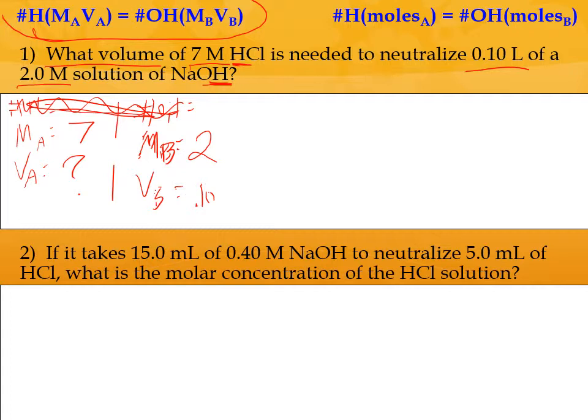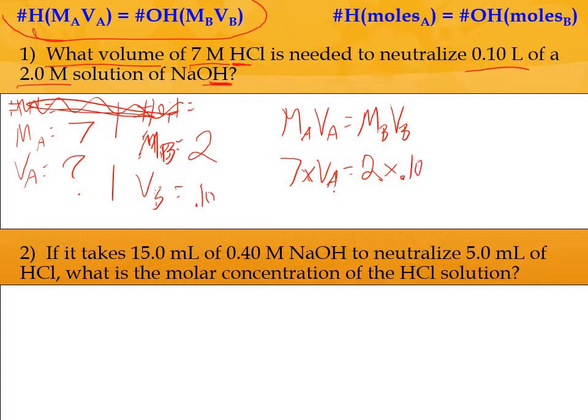Now I can go and fill in my equation, and I'm going to write again, MAVA equals MBVB. And again, sorry because my pen seems to be junky today. The molarity of the acid, it says, is 7. So I'm going to do 7 times the volume, which we don't know yet. I'm just going to leave that as VA. And that's going to be equal then to the molarity of the base, which was 2, times the volume of the base, which we see is 0.10.